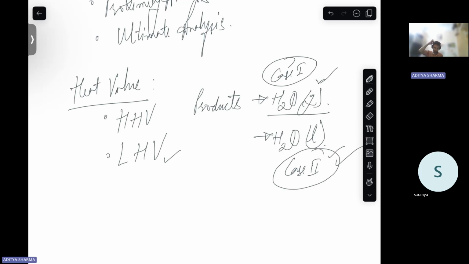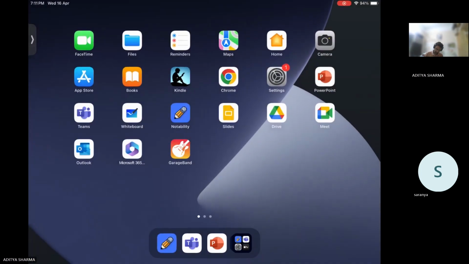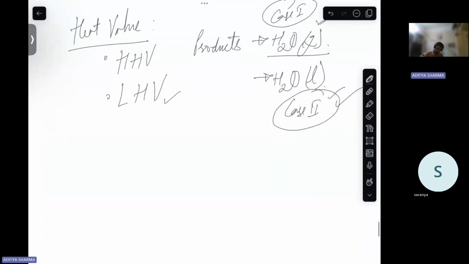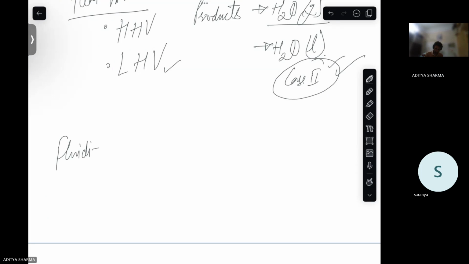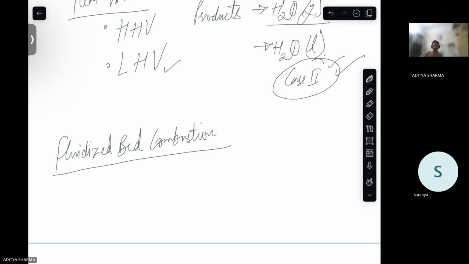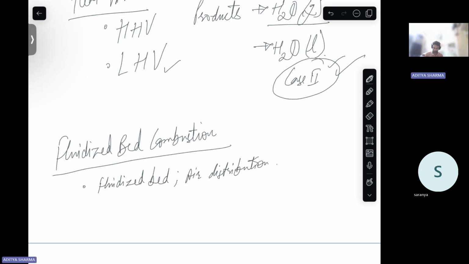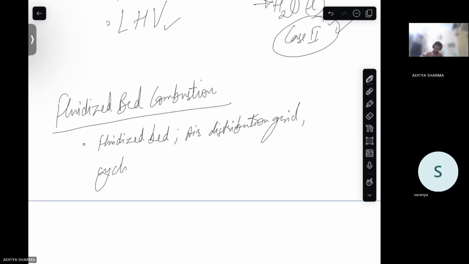Then is your fluidized bed combustion, right? Fluidized bed combustion, combustion temperature. So fluidized bed combustion is mostly used, okay, in your boilers. There it has fluidized bed, air distribution grid, cyclone separator.